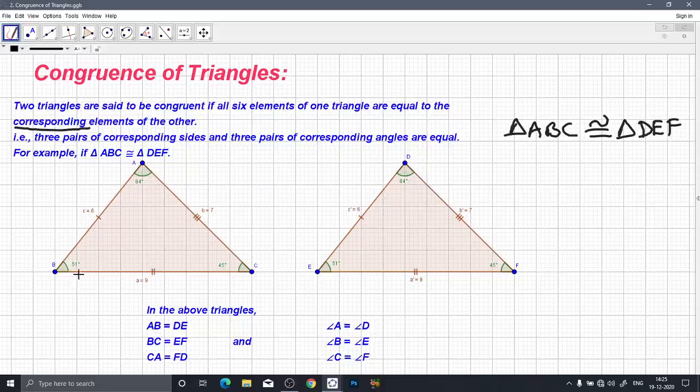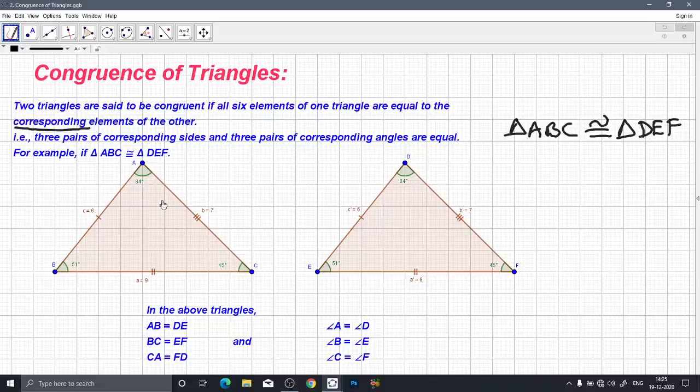Now, if you observe DC and EF, both of them have the same length. So DC is corresponding to EF. And if you observe CA, CA and FD are having the same length, which is 7 centimeters. So CA is corresponding to FD.